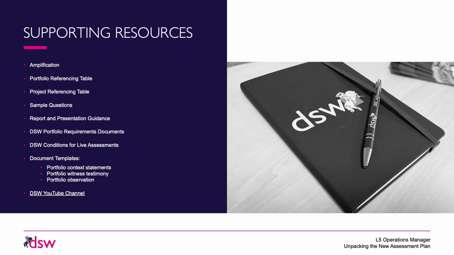So the supporting resources DSW has produced for apprentices and training providers include the amplification, the project referencing table, the portfolio referencing table, sample questions, the report and presentation writing guidance. All of these documents I've mentioned will be included in the toolkit. We also have DSW's portfolio requirements document and conditions for live assessment. These are available now on EPA Pro for you to access.